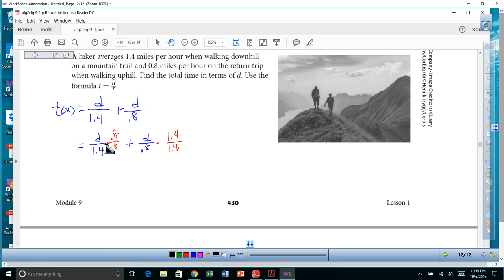That will give you 0.8D over 1.12 plus 1.4D over 1.12. Combine those two, and you get 2.2D over 1.12. Put that in the calculator, and you get 55 over 28D. Pretty cool.